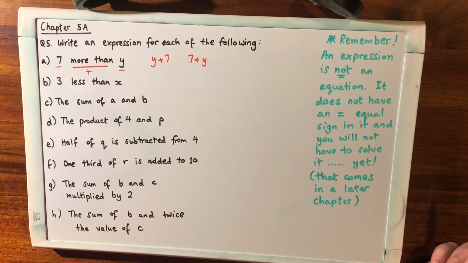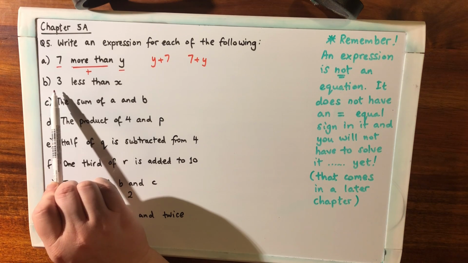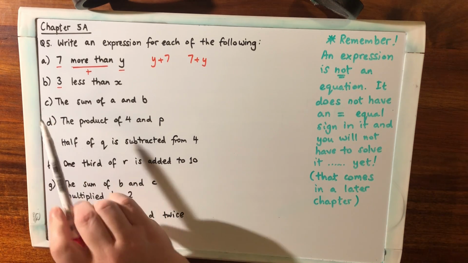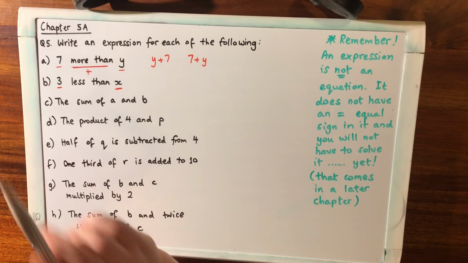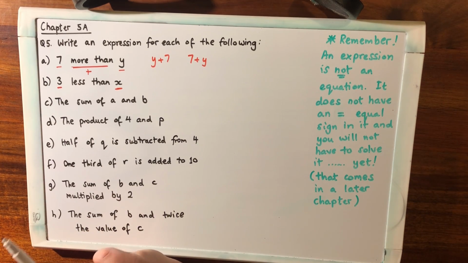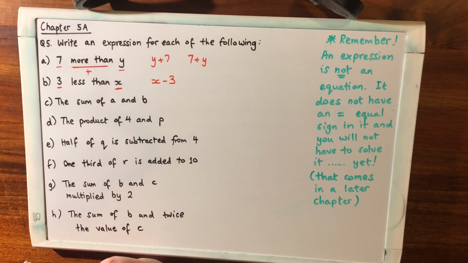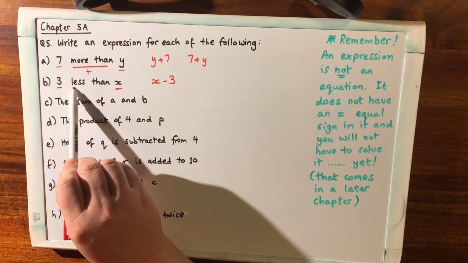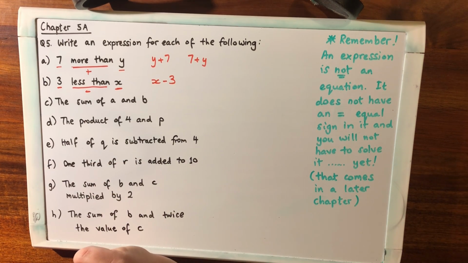Let's look at chapter 5a, question 5b. 3 less than x. So x is our pronumeral, and 3 is our number. Okay, 3 less than x would be x minus 3. In this case, the clue was less than, and that gives us an idea of which operation we're going to use, and that's a subtraction.